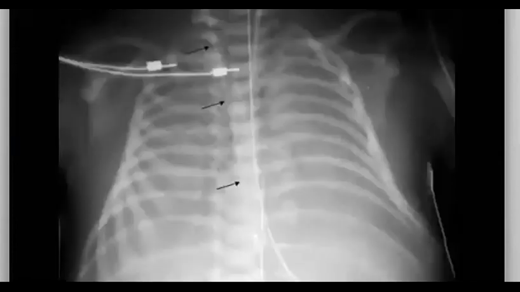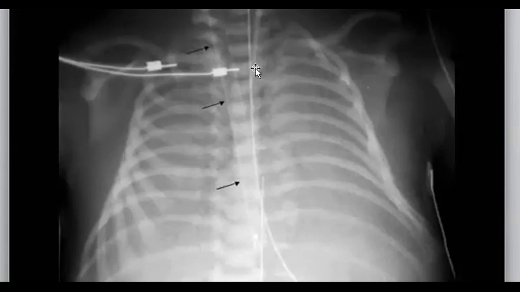What is this device? And what they won't show you here. Yes, this is the ECMO. They won't show you that this patient with meconium aspiration, they treat him with ECMO, and as you see, the lung becomes white out, almost white in both sides.